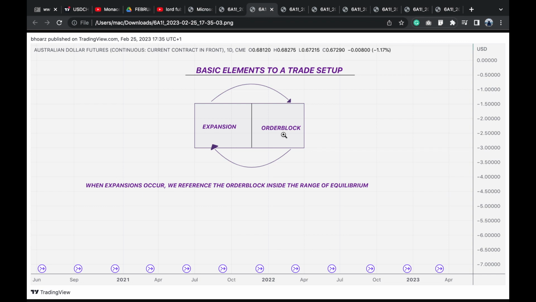It could be a bullish order block, it could be a bearish order block. Now, with expansion in the marketplace, expansion by definition is when price moves quickly from a level of equilibrium. Now, when we say move quickly from a level of equilibrium, we're talking about a level of consolidation.